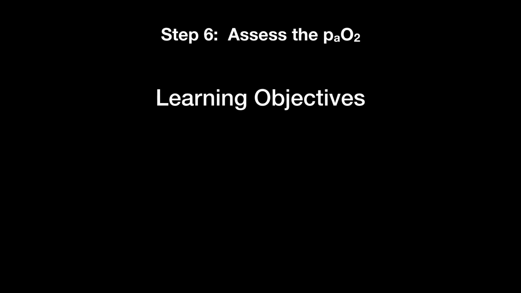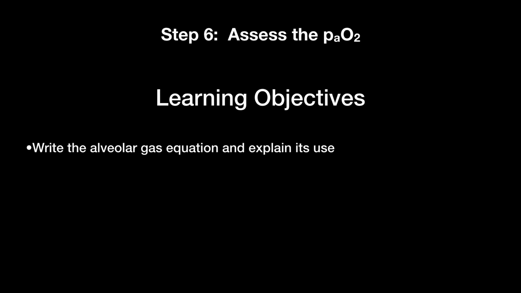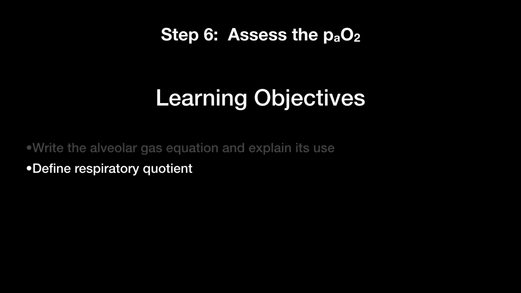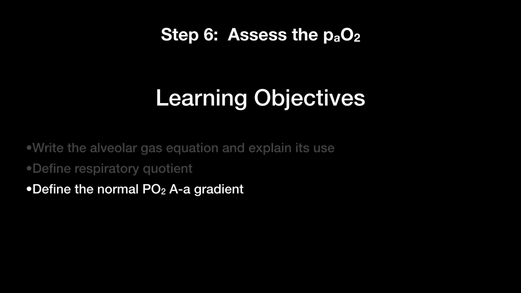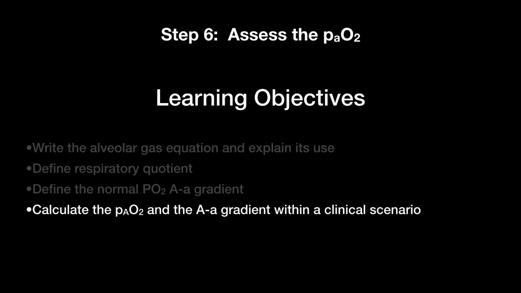Let's focus on step 6 of interpreting blood gases, assessing the PaO2. To do this, we need to go through a few learning objectives. We're going to be able to write the alveolar gas equation and explain its use, define the respiratory quotient, define the normal A-a gradient, and then, within a clinical scenario, calculate the PAO2 and the A-a gradient.